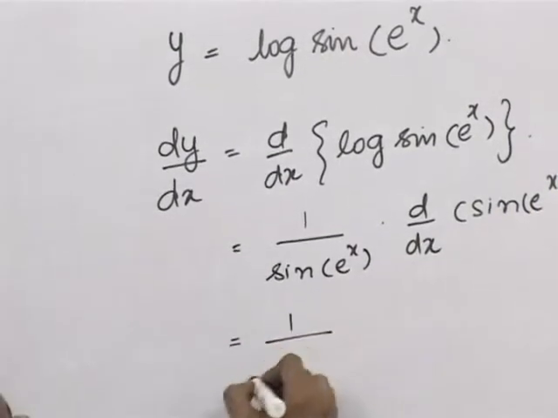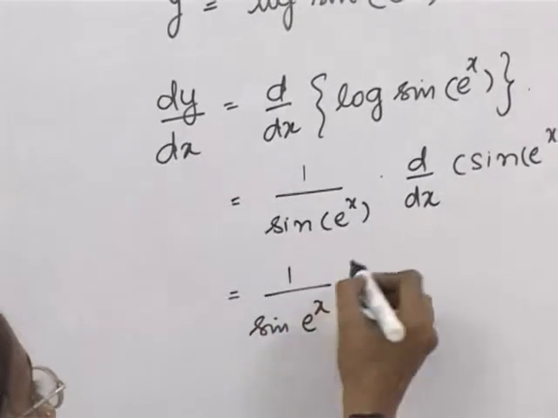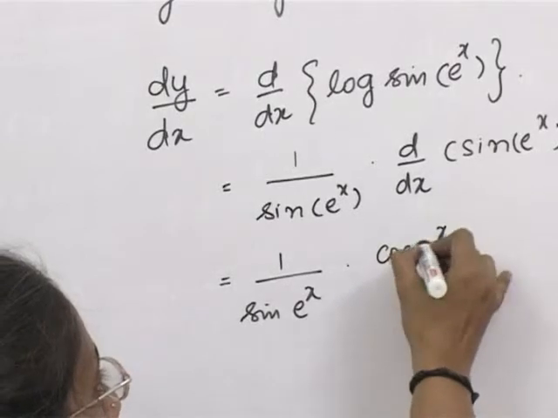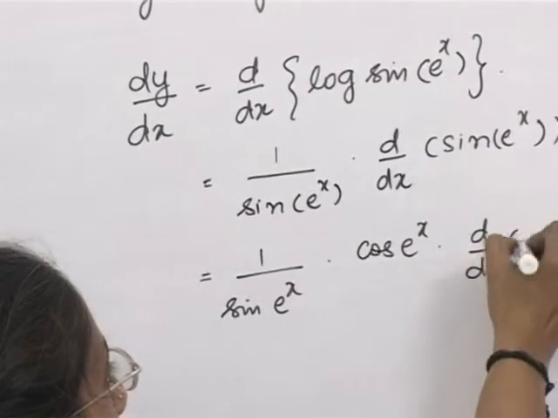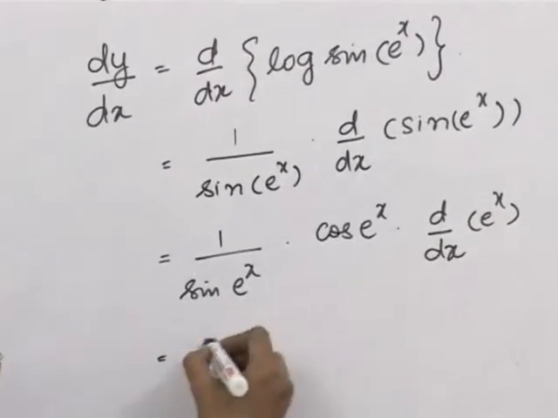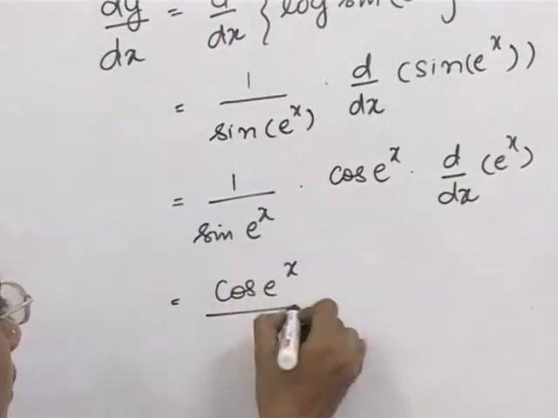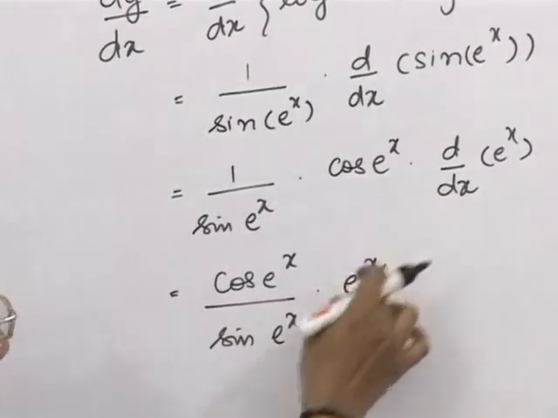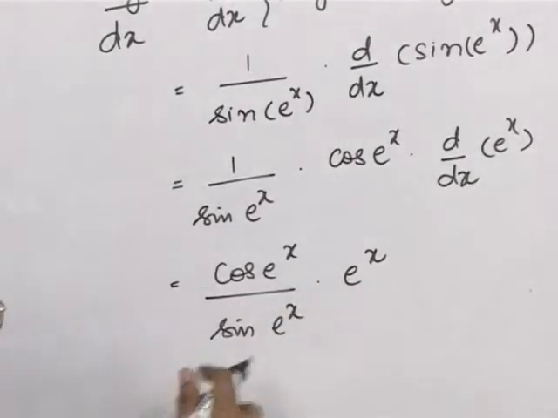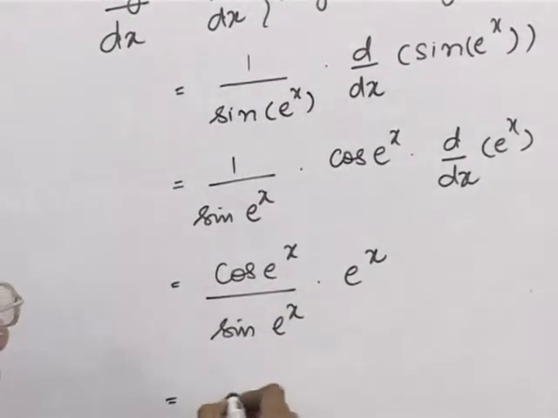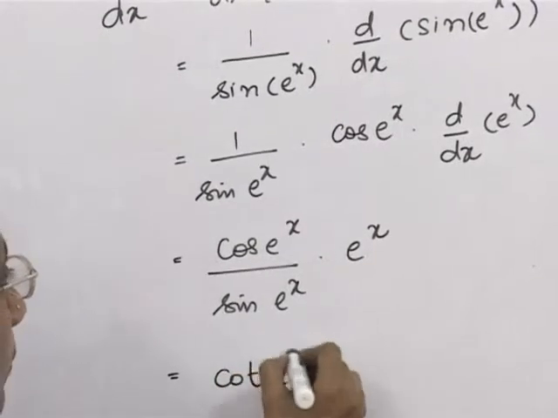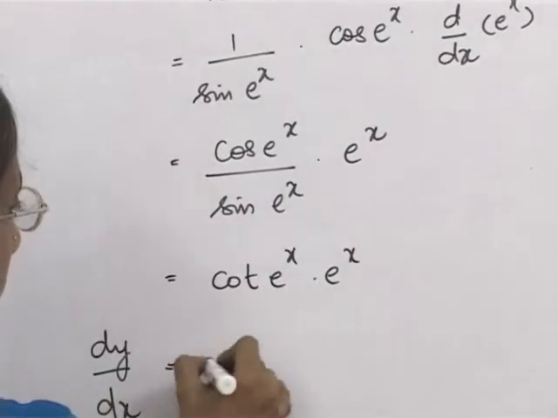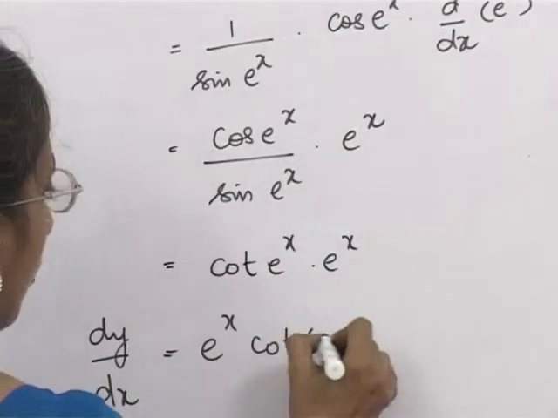So this is 1 by sine of e power x into the derivative of the sine function, which is the cos function. So it is cos of e power x into the derivative of e power x. So this is nothing but cos of e power x divided by sine of e power x into e power x, because the derivative of the exponential function is the exponential function itself. So this is equal to cot of e power x into e power x, or dy by dx is e power x cot of e power x.